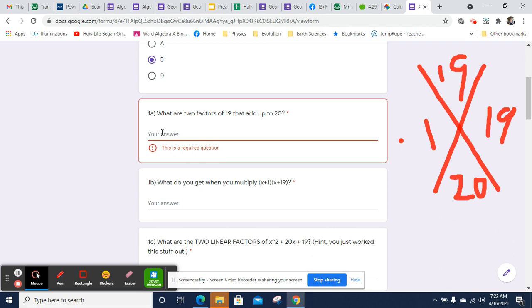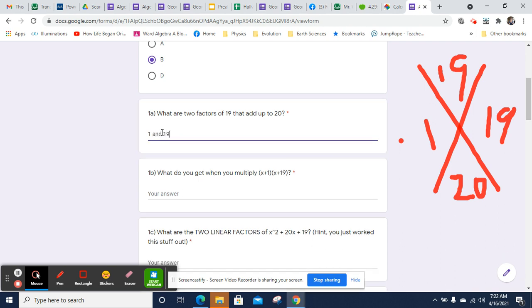1 and 19. Now, you might notice that that's x plus 1 times x plus 19, which happens to be the factors of x squared plus 20x plus 19. We're going to find out for sure, though.